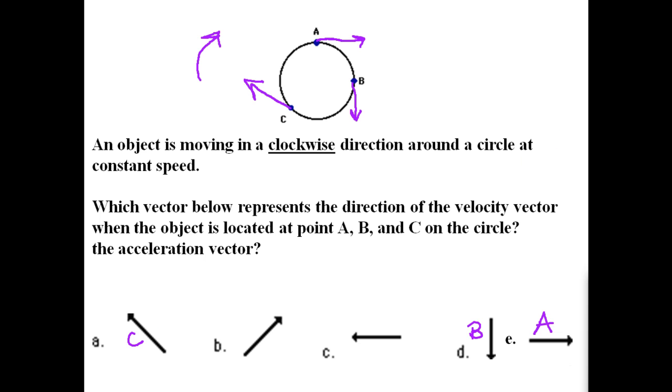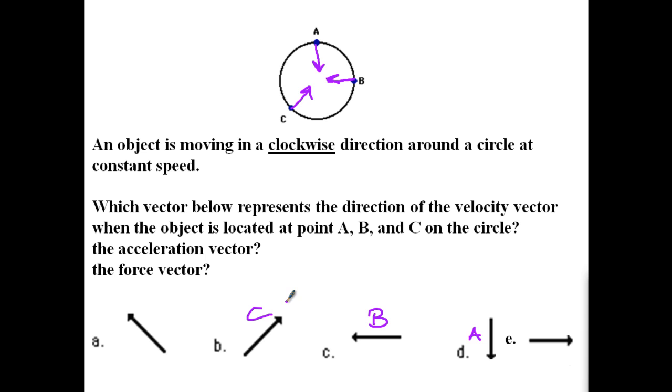Now the acceleration vectors at each point. So we're going to have different acceleration vectors. Acceleration at A, towards the center, so it's this guy. Acceleration at B, towards the center, so it's that guy. And at C, towards the center, so it's that guy. Now the force vector is in the same direction as the acceleration vector, so all these guys still hold true for the force vector.